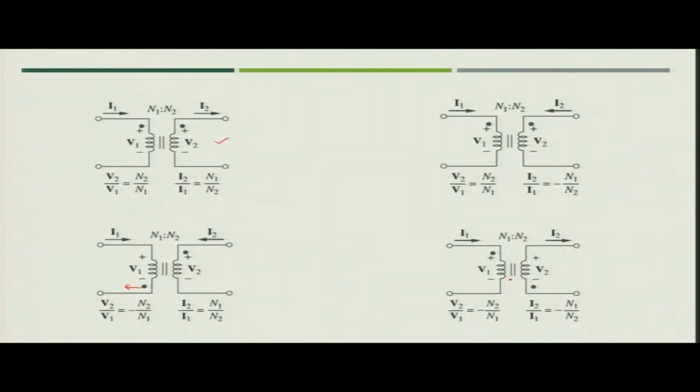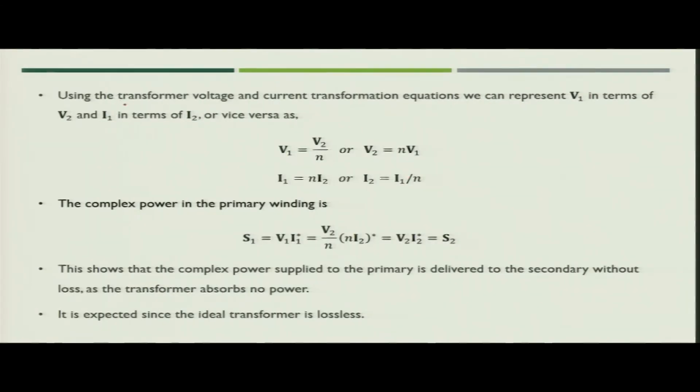Now, in the fourth case, you will see the polarity for voltage is changed. So, that is why V2 by V1 is equal to minus N2 by N1. Current is also changed, because one is going inside the dotted terminal, and at this point also it is going inside the dotted terminal. So, I2 by I1 will also become minus N1 by N2. So, this is what we discussed in the last class. Now, let us see other aspects of the transformer.